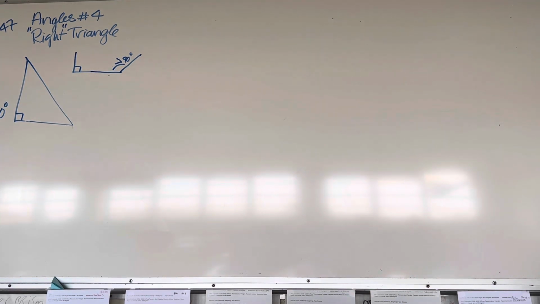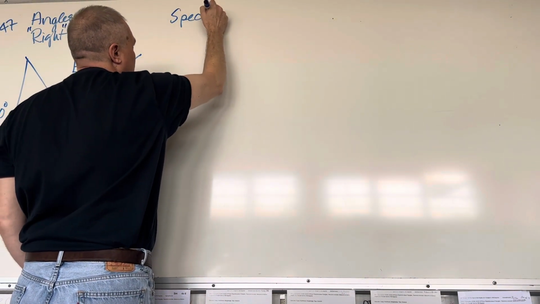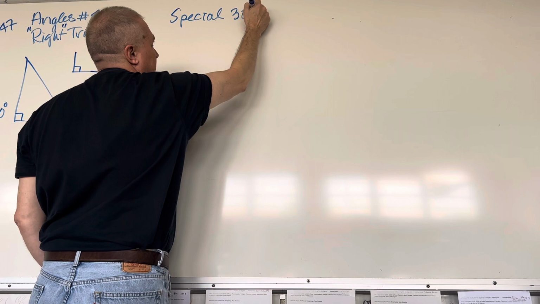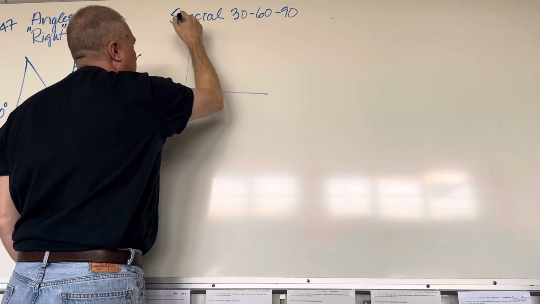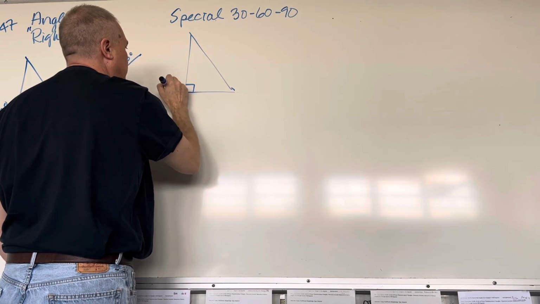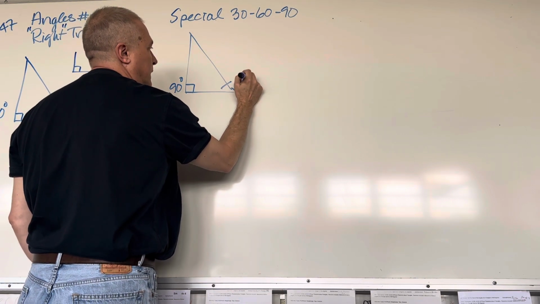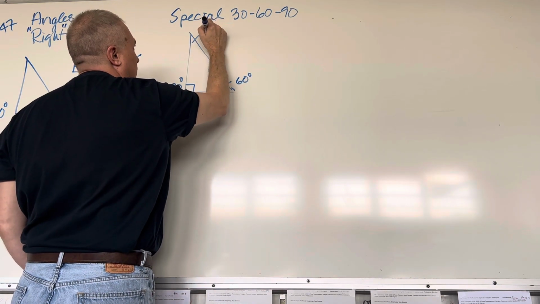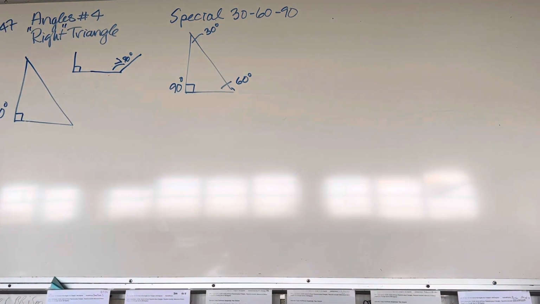Okay, let's talk about a special type of right triangle. It is called the 30, 60, 90. Here it is. Looks like this. Try to draw it a little bit accurately here. This is the 90 degrees. This one is the larger, so this is the 60 degrees. And this is the smaller, this is the 30 degrees. Everybody say 30, 60, 90. 30, 60, 90. Good, good, good.